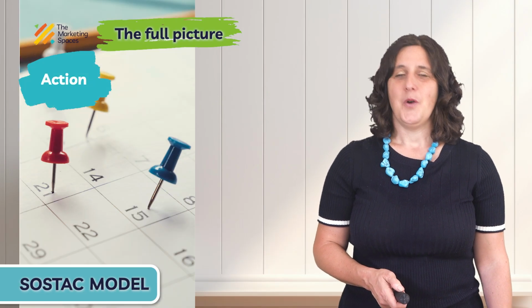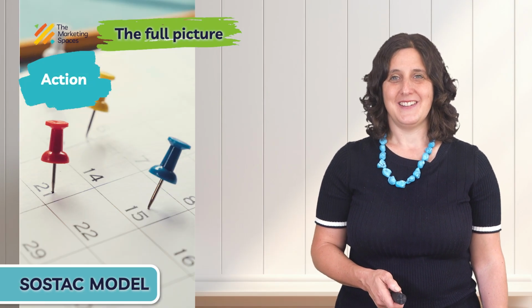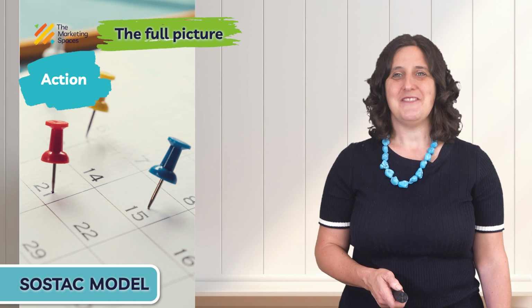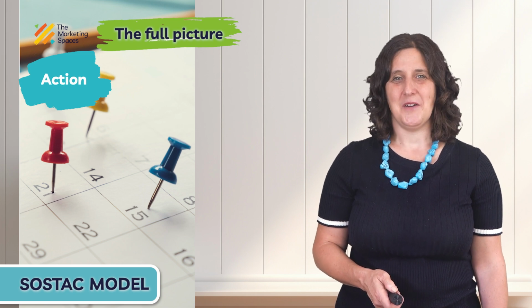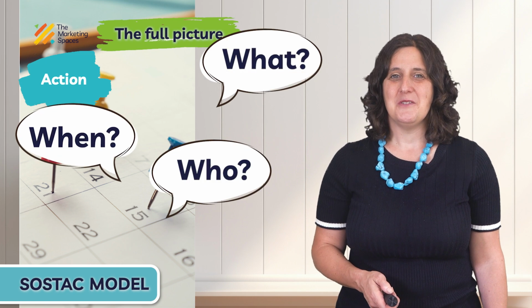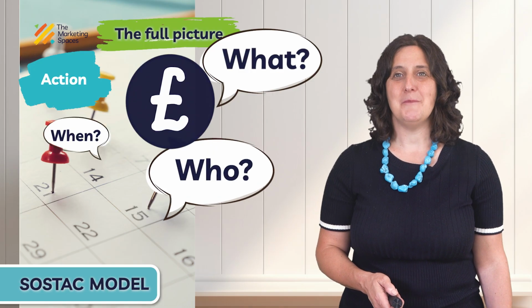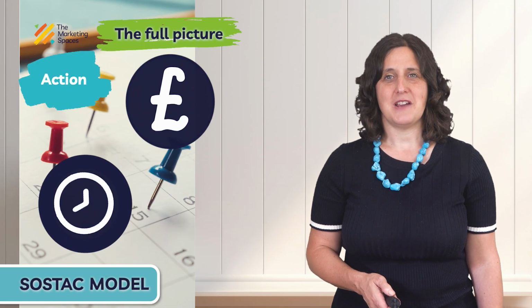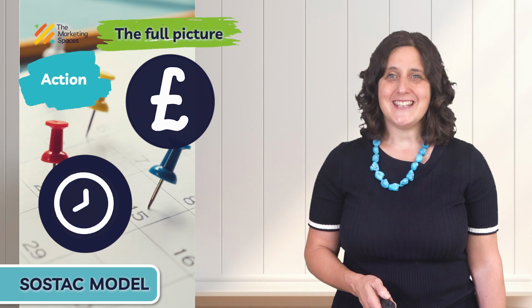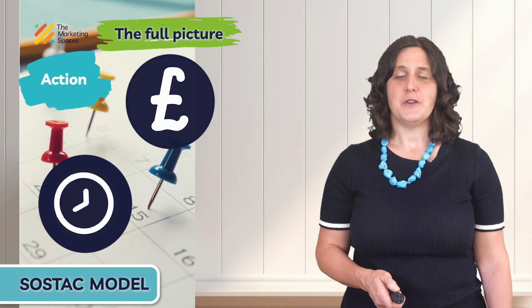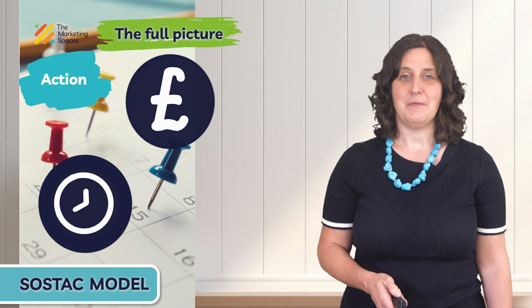Action. What's our implementation plan? And this goes into an even bigger level of detail. It's the when, the what, the who, the how much, where we start to look at money, time. It's project planning. It is the detail that makes sure that your marketing actually happens.